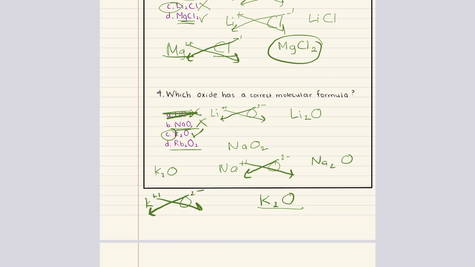Let's still work through D. So here we have rubidium oxide. Rubidium typically forms a +1 cation, and again, oxygen forms a 2- anion. So if we swap these charges, we would get Rb2O1. This would be the correct formula for rubidium oxide, but we're not given that here. The expected formula is Rb2O1, but that's not what we're given, so it's incorrect. The only correct molecular formula is answer choice C.